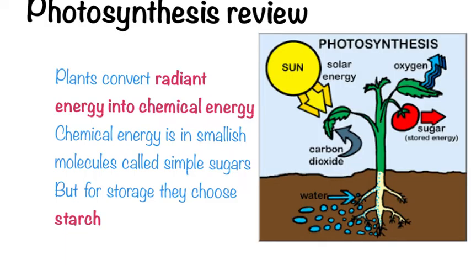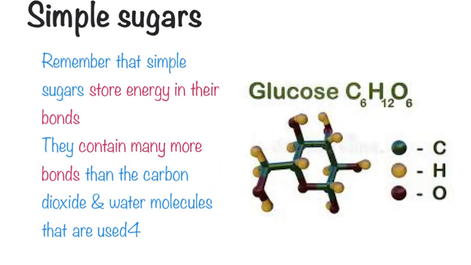So plants make all this sugar, so there should be lots of sugar stored around the plant. Well, there is, but plants also store it as a thing called starch. Now, simple sugars is a relative term. They are simple compared to starches and other big molecules, but they are not so simple compared to things like carbon dioxide and water.